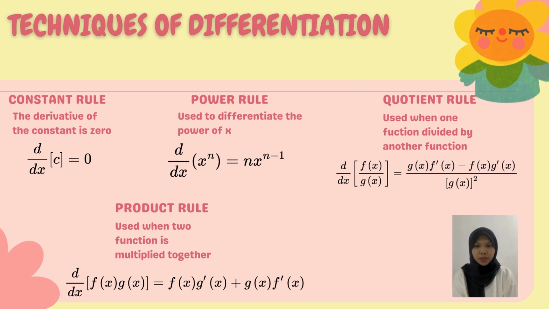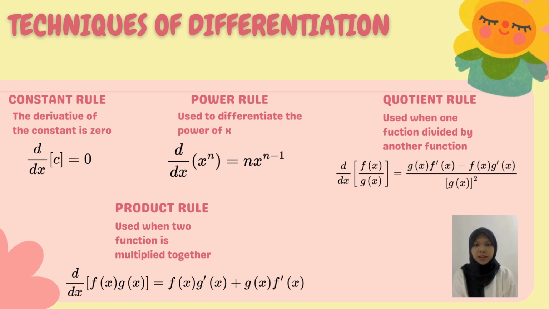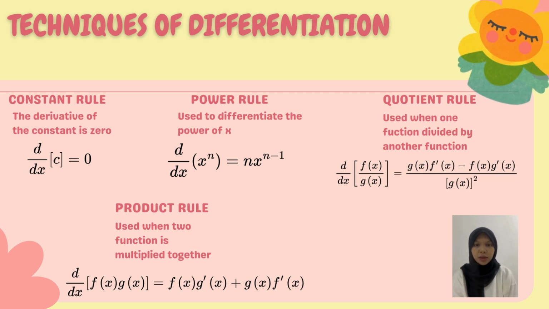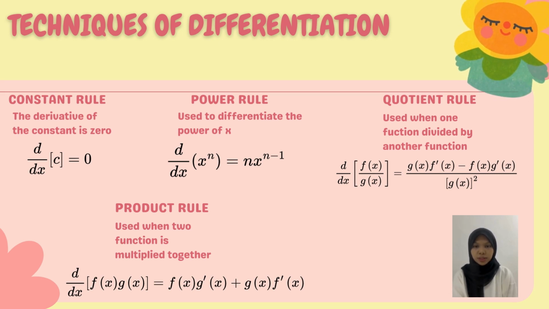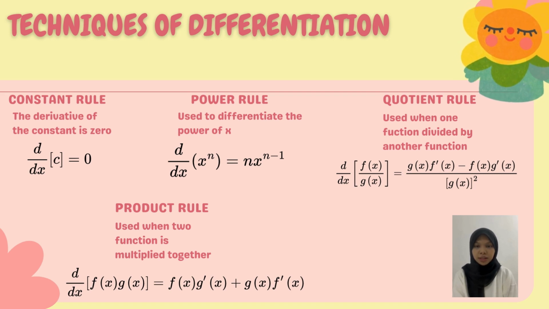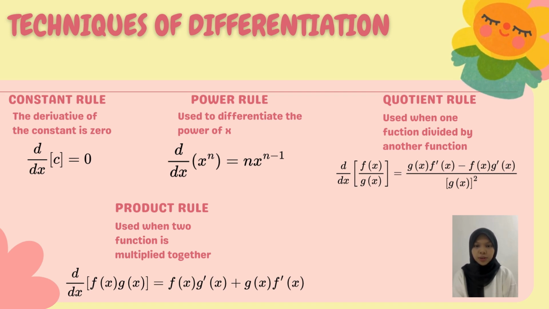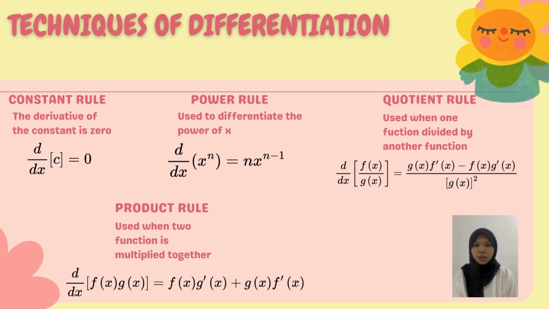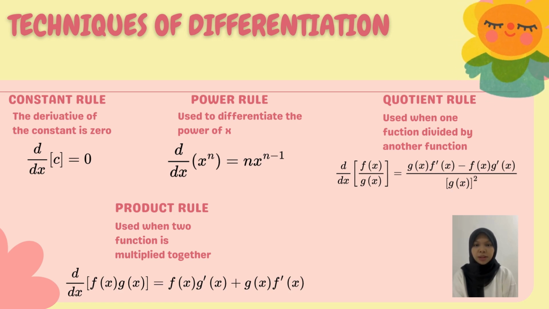A constant doesn't change, so its rate of change is 0. Second is the power rule. Multiply by the exponent, then reduce the exponent by 1. It works for any real number n. And the third is the quotient rule, used when one function is divided by another function. The fourth is the product rule. The product rule is used when two functions are multiplied together.